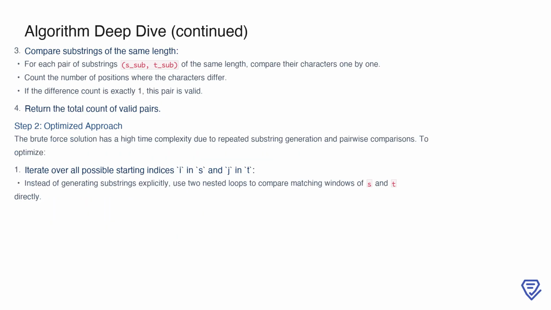After generating all substrings, the next step is to compare substrings of the same length. For every pair of substrings, S_sub, T_sub, we compare their characters one by one. During this comparison, we count the positions where the characters differ. If this count is exactly 1, we consider the pair valid and include it in our total count. Once all pairs are processed, we return the total count of valid pairs.